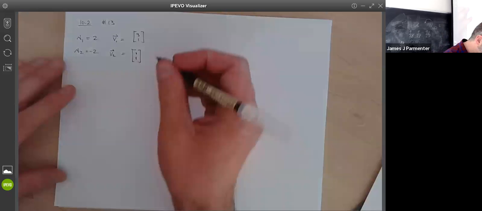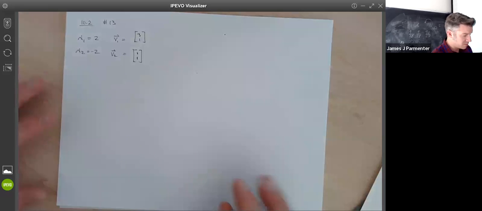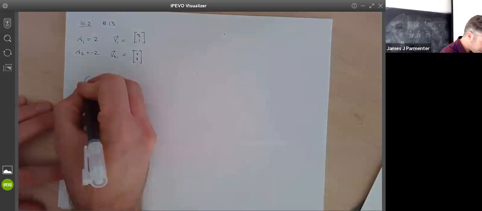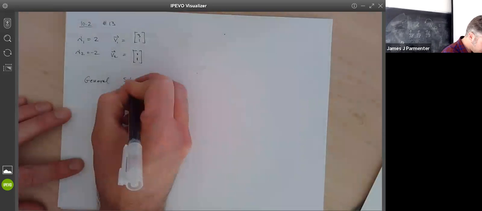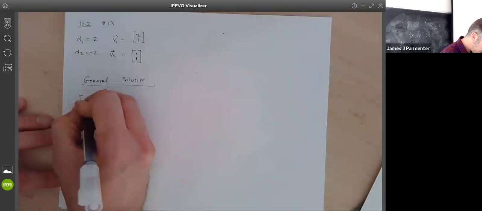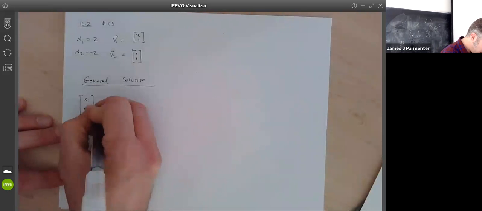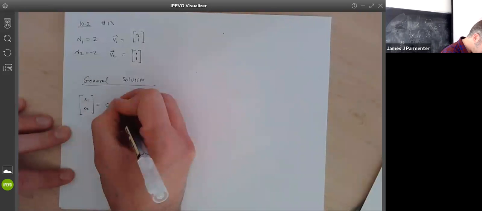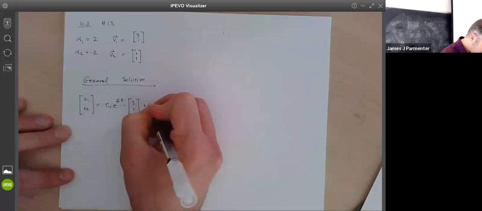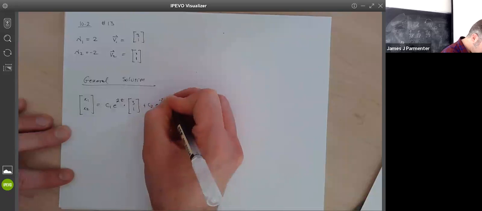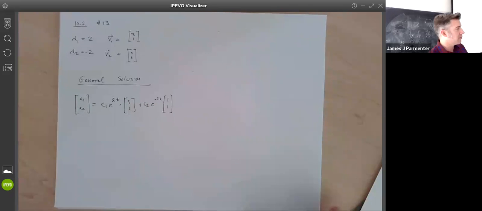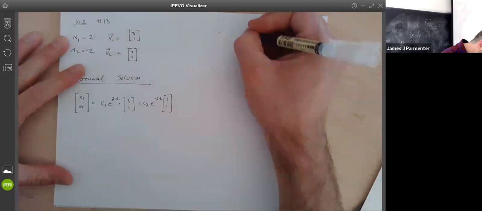So here's what I would draw. In fact, I'm also going to write the general solution, even though we don't really need it. So here's my general solution. It's going to be that x1 and x2 equals c1 e to the lambda 1 t times v1 plus c2 e to the lambda 2 t times v2. I'm going to do something clever. Maybe, we'll see how clever I can be.